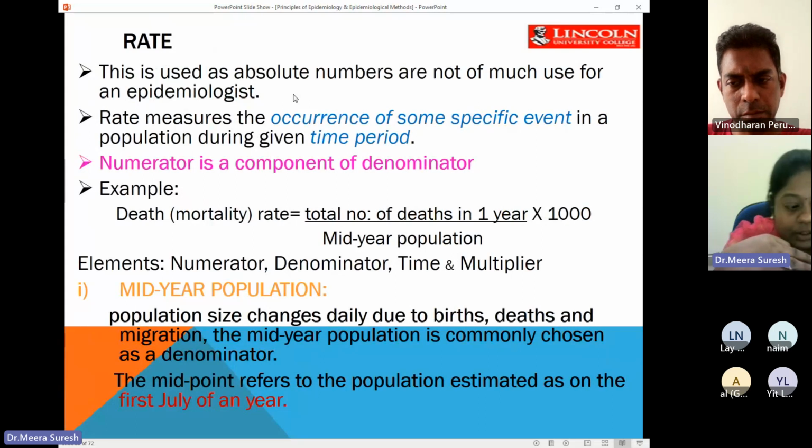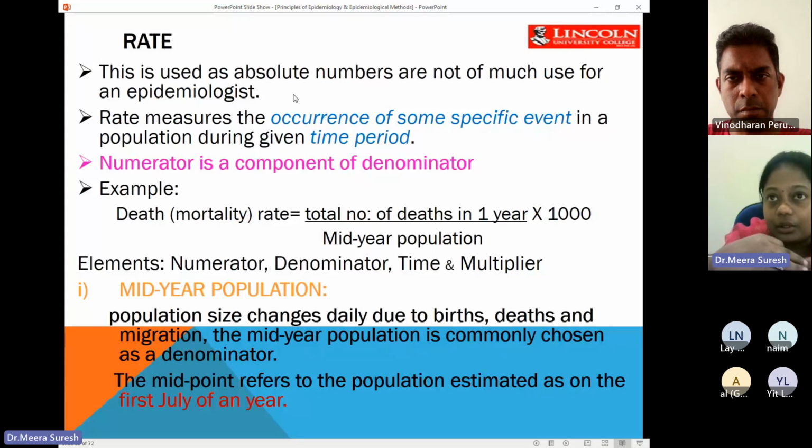That can be one denominator: number of accidents, that is 500, per the total number of vehicles on the road, or total number of people driving on the road. So we need something to compare upon. Then only we will understand the actual magnitude of that thing.